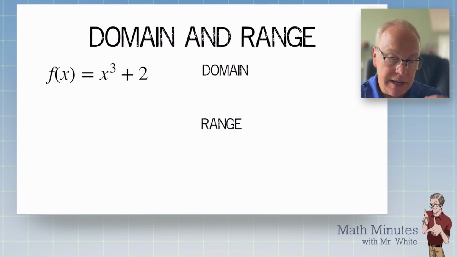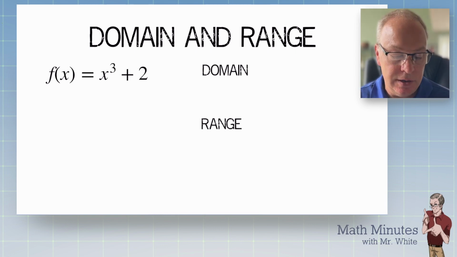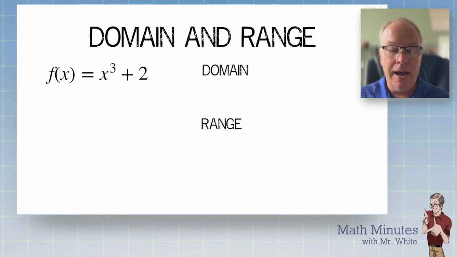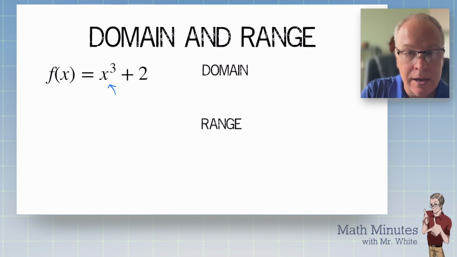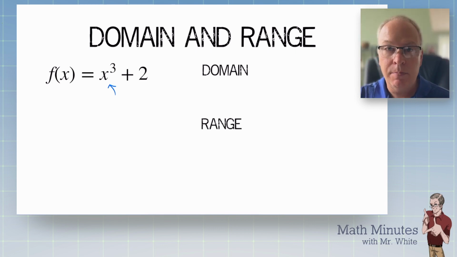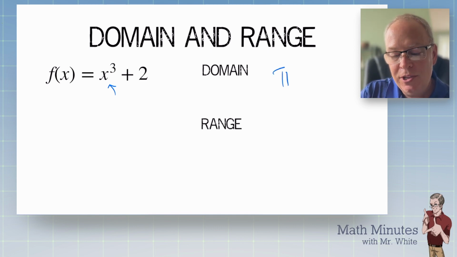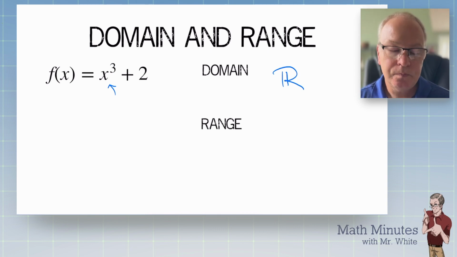Well, you could go to your TI-85 or 83 or 88 or 80 gazillion, whatever it is now, and look at the graph, but it's not really necessary. What are you allowed to plug in here? Are you allowed to plug positives? Sure. Are you allowed to plug negatives? Yeah. Are you allowed to plug zeros and decimals and everything? Yeah. So this thing has all real numbers as far as the domain.